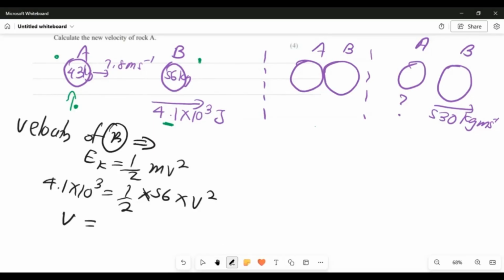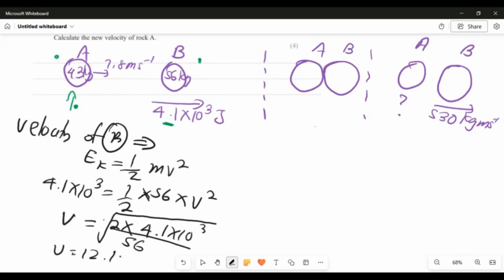So V is equal to the square root of 2 times 4.1 into 10 to the power 3 divided by 56. Yeah, so the answer comes as 12.1 meter per second. This is the initial velocity of the object B. So next, I'll find the total initial momentum.